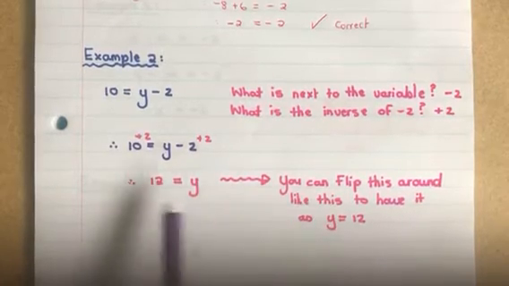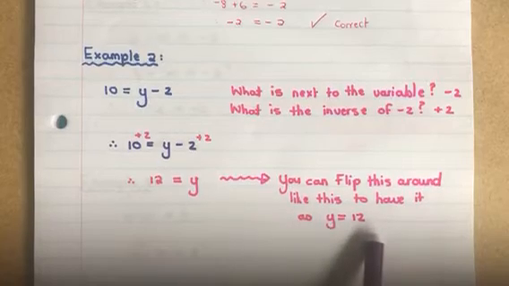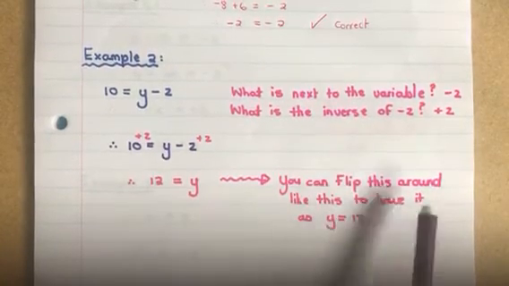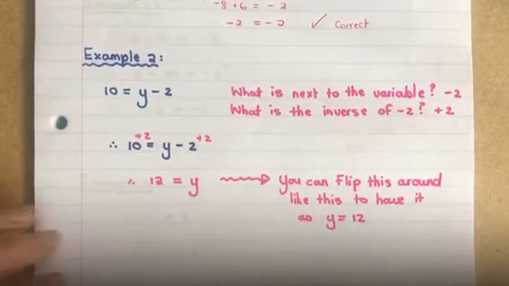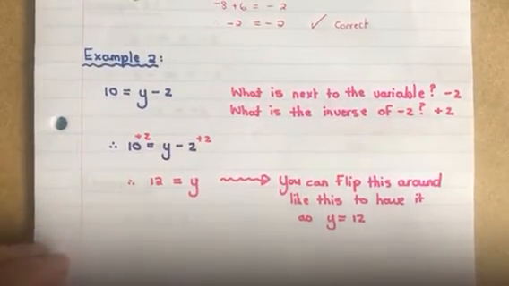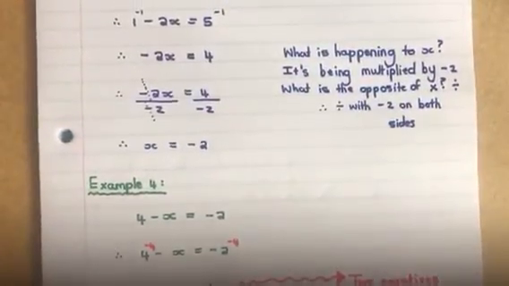And you can flip this around to just write y is equal to 12. It doesn't matter. There's nothing with the signs that changes because they're both positive. You can just flip them around to get y is equal to 12 if you want to always write the variable first.